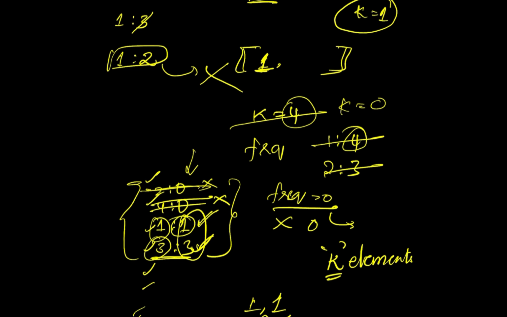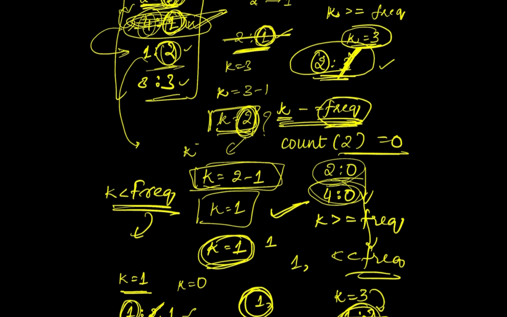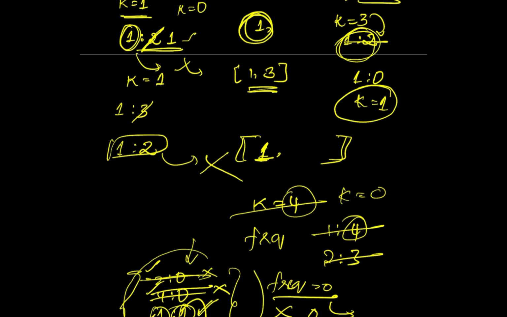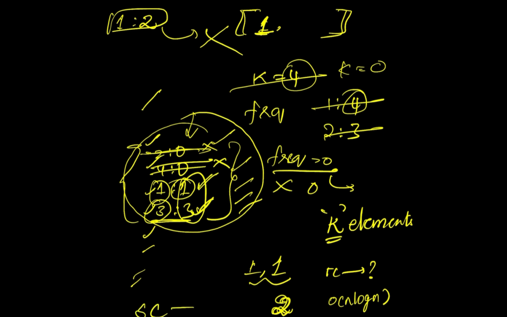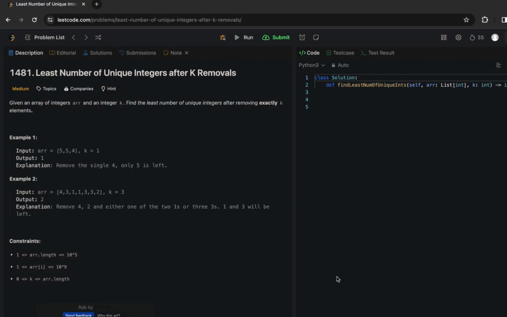Now what is the time complexity of this thing? The time complexity would be O of n log n, since I am sorting the elements here to get their frequencies in order. And what would be the space complexity? Space complexity, since I am storing their frequencies, it would be O of n. Let's quickly code this up.